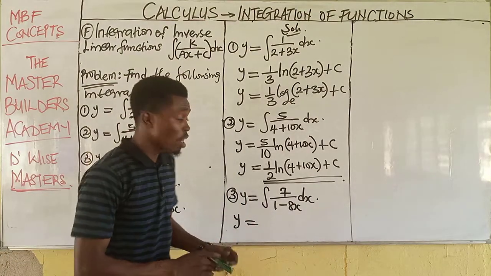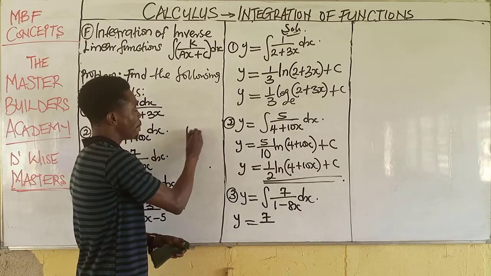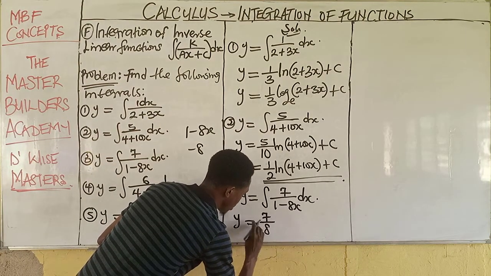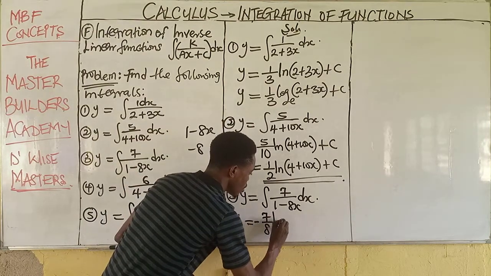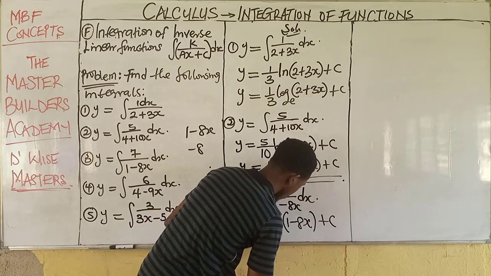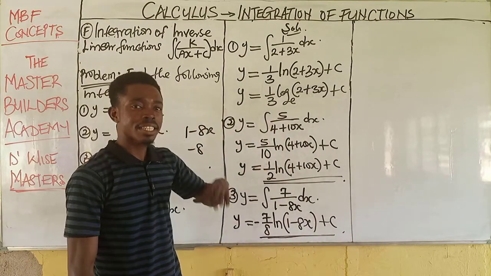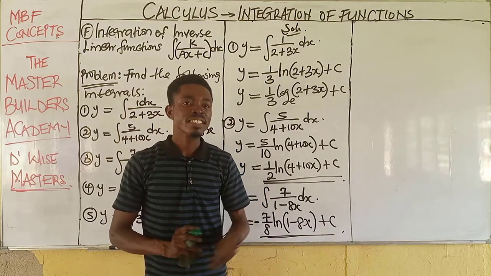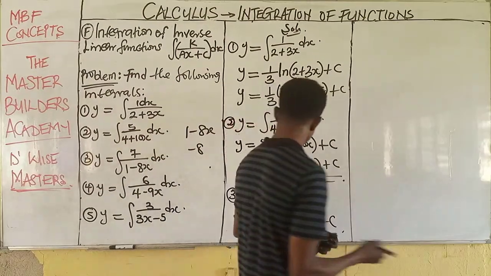So if this is a linear function, all I just need to do is to put down the numerator. Then when I differentiate 1 minus 8x, I have negative 8. So I have minus 8, so I can put down the minus. Then ln of the denominator, 1 minus 8x, plus c. This is the answer to this question. All of these questions we are solving here are still under integration by substitution.